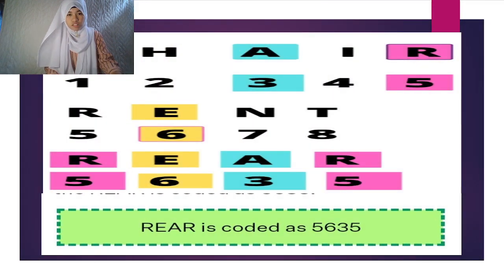Next, we have the pictures. As you can see, in this question each alphabet is coded as a number. So CHAIR is coded as 1, 2, 3, 4, 5, and RENT is coded as 5, 6, 7, 8, and RARE is coded as 5, 6, 3, 5.